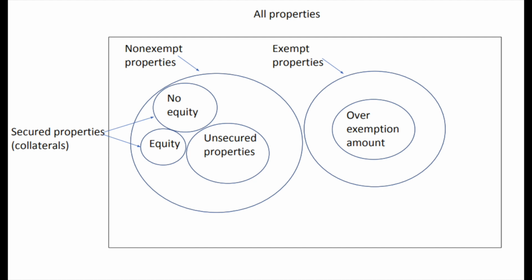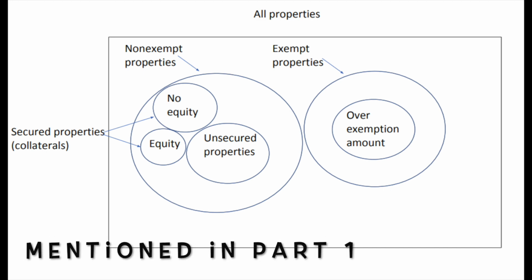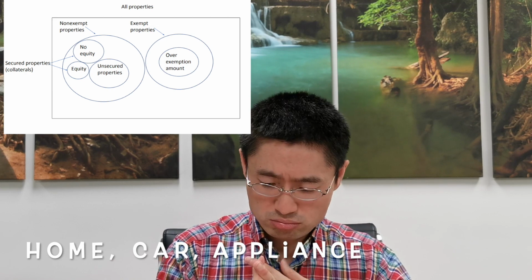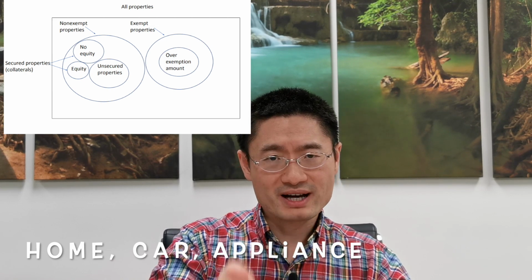Okay, so let's take a deeper dive into these two types of properties. Non-exempt properties are further divided into two groups: secured properties and unsecured properties. So secured properties are related to those secured debts I just mentioned. So these are basically collaterals that are used to guarantee those secured debts. So examples of secured properties are your home or your vehicle or your appliance if you're financing it.